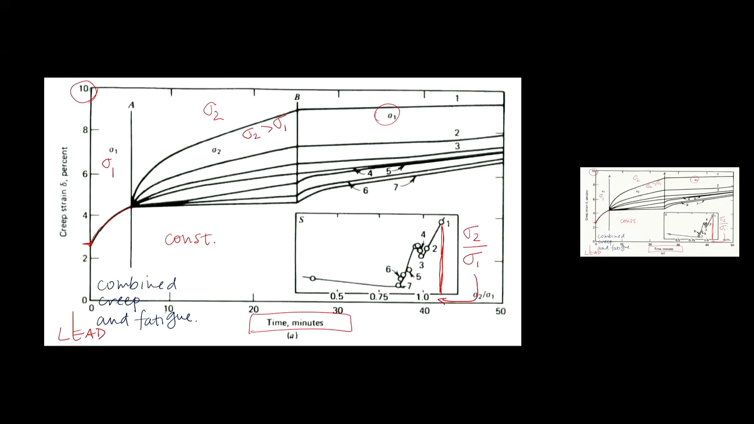So if we have an initial stress level, we hold it, and then we pop it up to another stress level, sigma 2, that's higher than sigma 1, we get an acceleration in the creep strain initially, and then a logarithmic decay. Okay? Well, what if the ratio is about exactly 1, right?